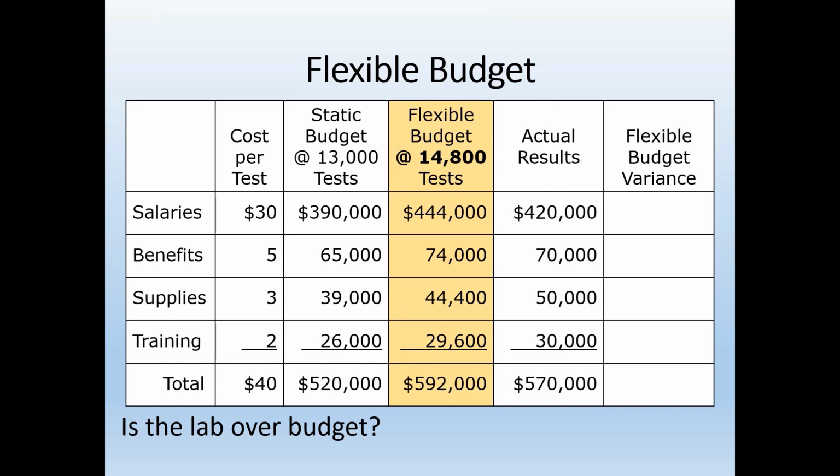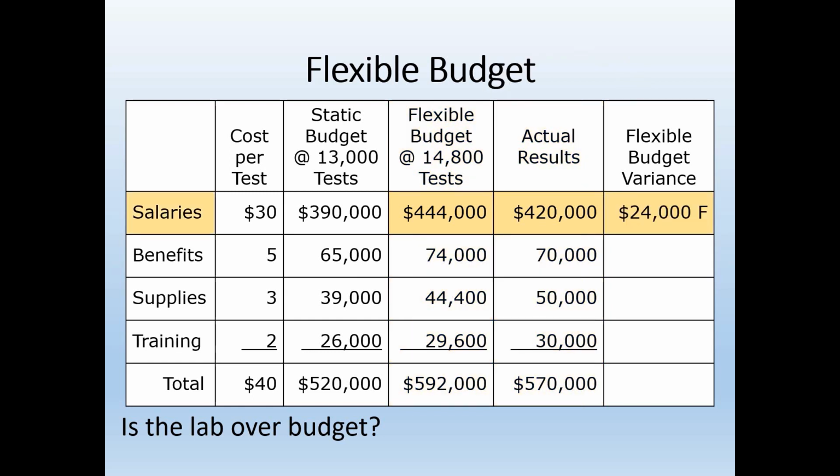And we can add those up to find the total flexible budget amount, that is, how much would the hospital expect the laboratory to spend, given the fact that now, at the end of the period, we know for a fact that the lab did 14,800 tests. Now we can compare the flexible budget at the actual activity level to actual results, and that will give us what's called a flexible budget variance.